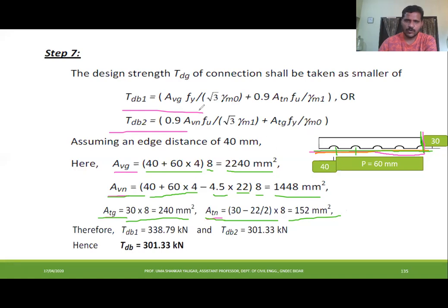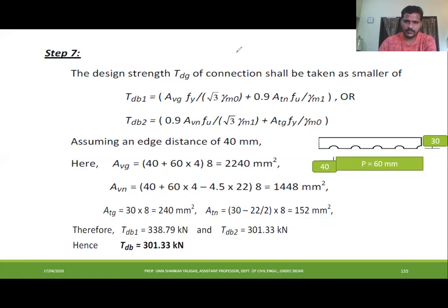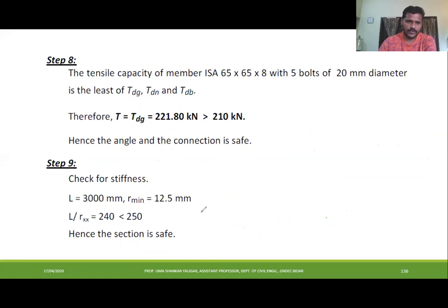If you substitute these four values in these two formulas, you will get TDB1 as 338 and TDB2 as 301. Out of those two values, the lowest value is 301. This is the design strength due to block shear failure. Then, out of those three values, TDG, TDN, and TDB, we have to take the lowest value. The lowest value is 221.80 kilonewton.